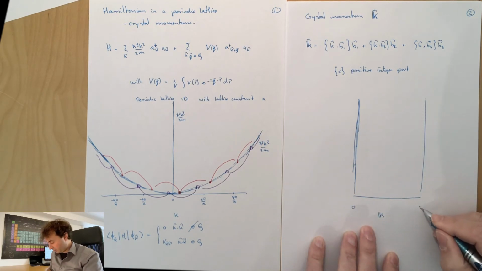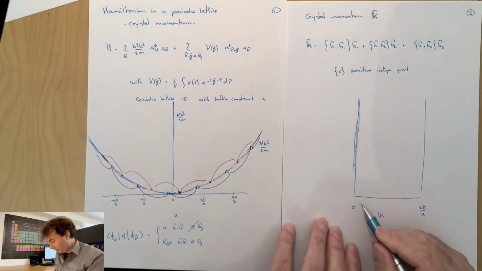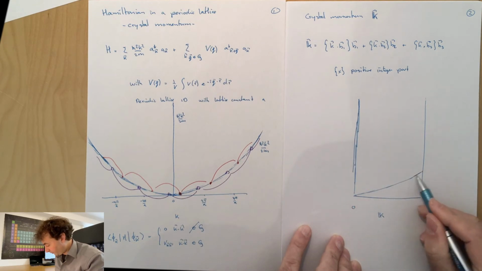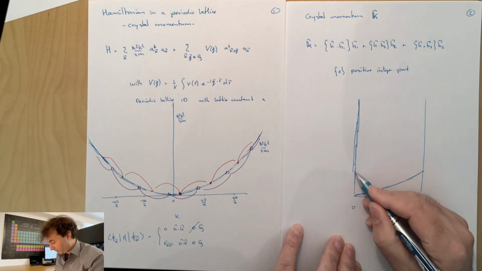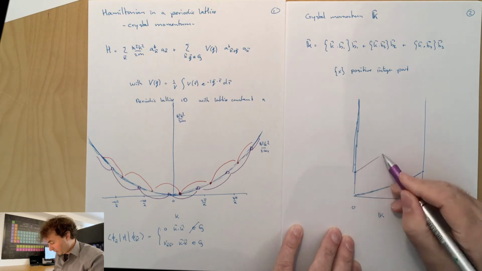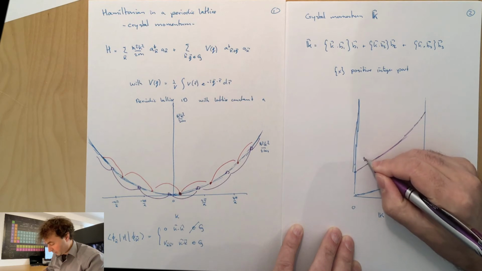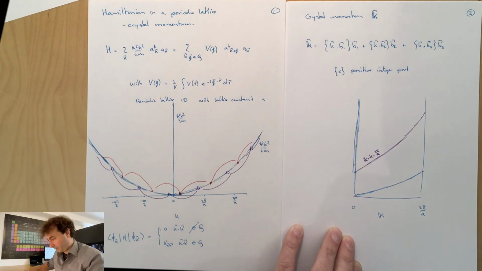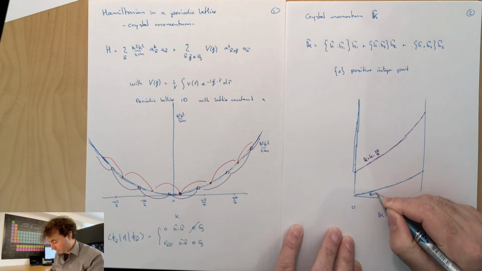And we look from 0 to 2 pi over a. And we see that we have here our quadratic dispersion. Then once we hit the zone boundary, we jump and we continue. And here the crystal momentum is the full momentum minus 2 pi over a, whereas for the blue, the crystal momentum is equal to the momentum.